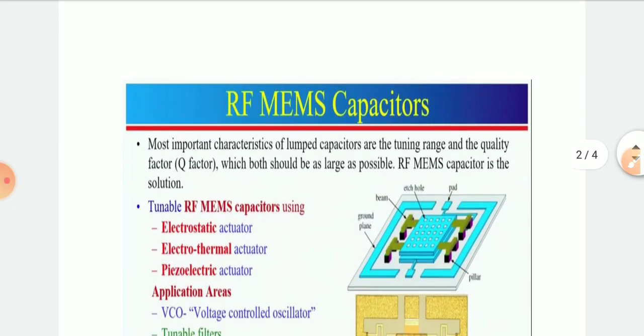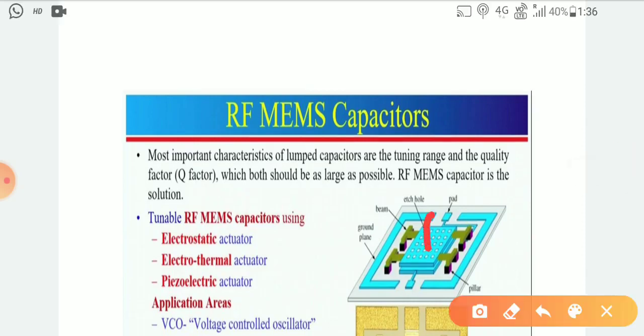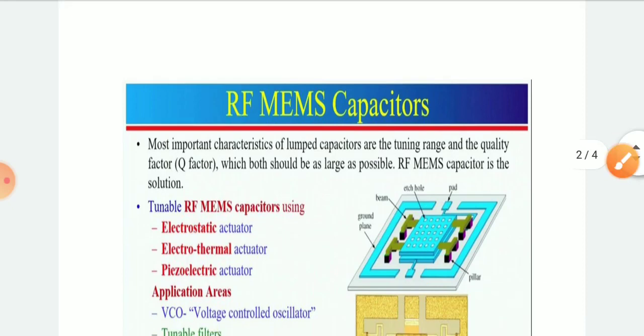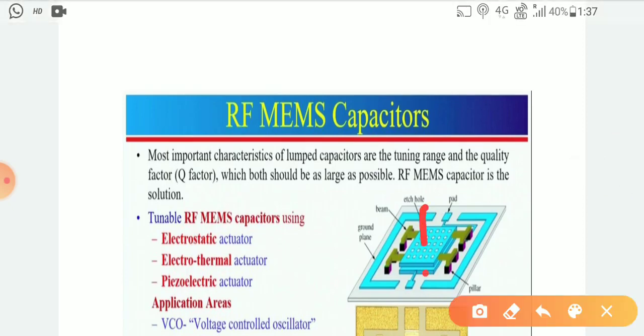First, I consider the RF MEMS capacitor. These capacitors are parallel plate capacitors. You can see here two parallel plates, one is the upper and one is the lower. In this type of capacitor, a parallel plate capacitor type, the bottom plate is fixed. You can see the bottom one here, and this is the upper part.